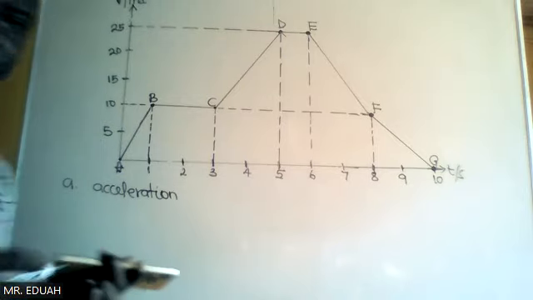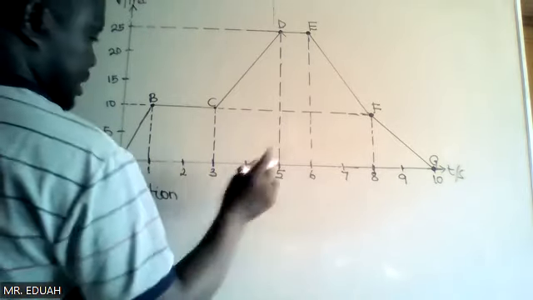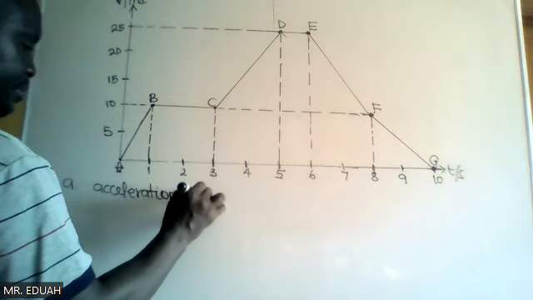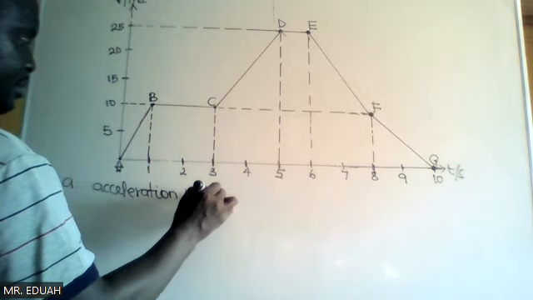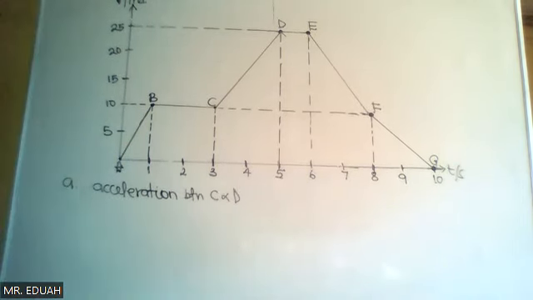Laura, what did you get for the acceleration between 7.5 meters per second squared? Okay, let's see. Laura said she had 7.5.